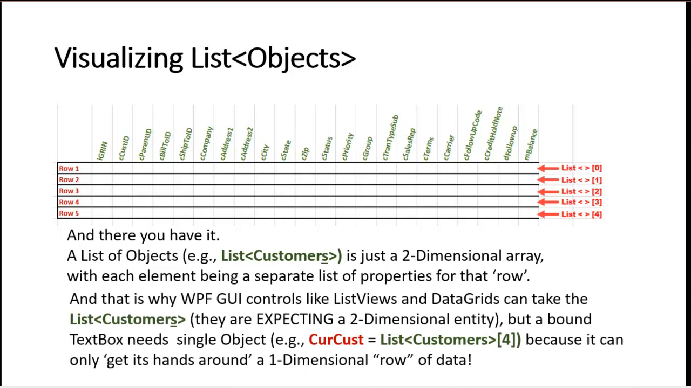And that's why forms, WPF GUI, graphic user interface controls, like list views and data grids, can take the list of customers directly. They're expecting a two-dimensional entity, but a bound text box needs a single object, like current customer equals list of customers number 4, because it can only get its hands around a one-dimensional row of the data.